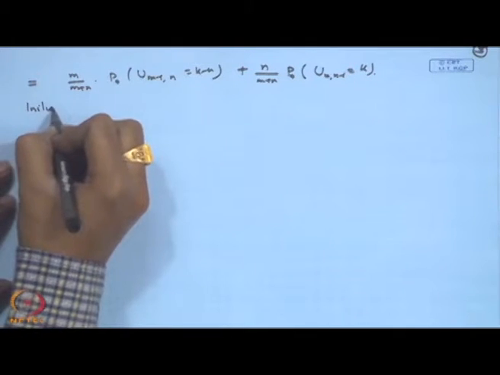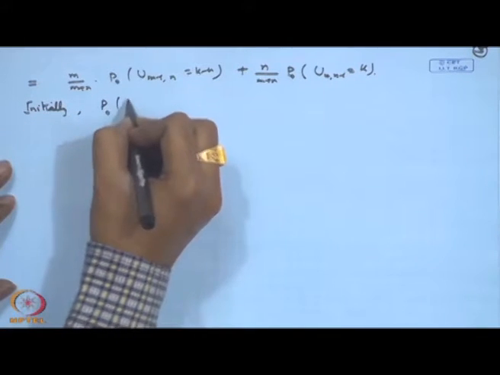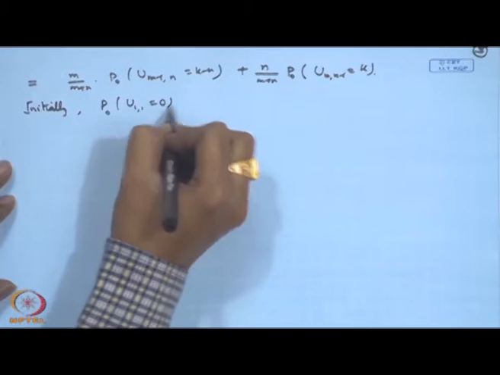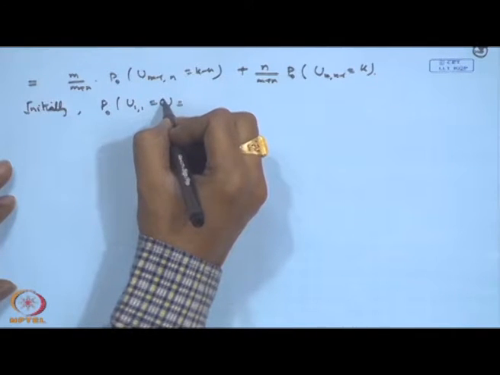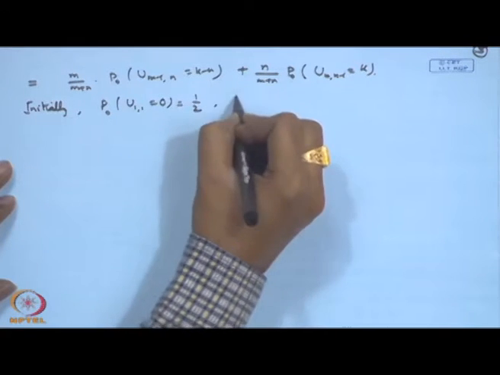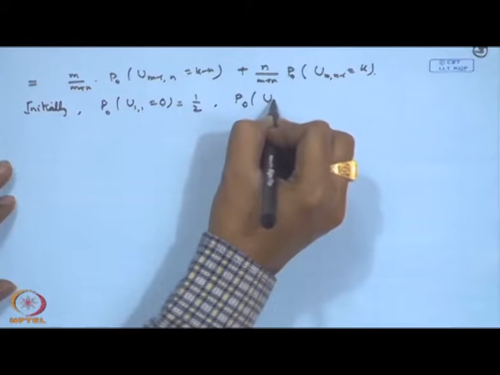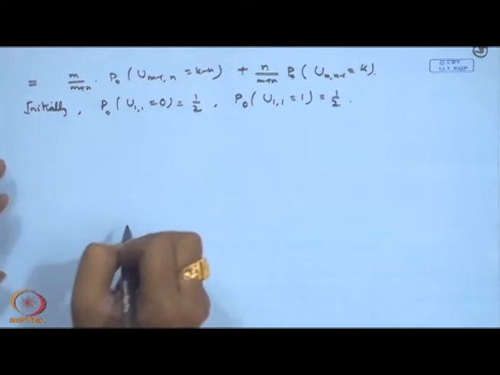And for evaluation of higher order cases, we look at U_{1,1}. U_{1,1} can take two values, 0 and 1. So, it will be 0 with probability half, and P_0(U_{1,1} = 1) will be with probability half.